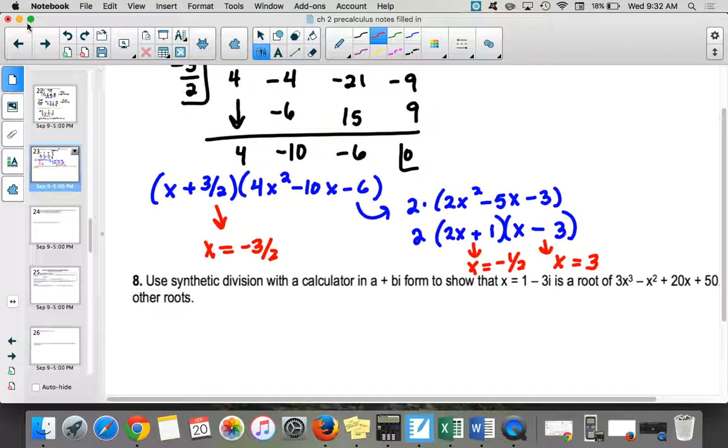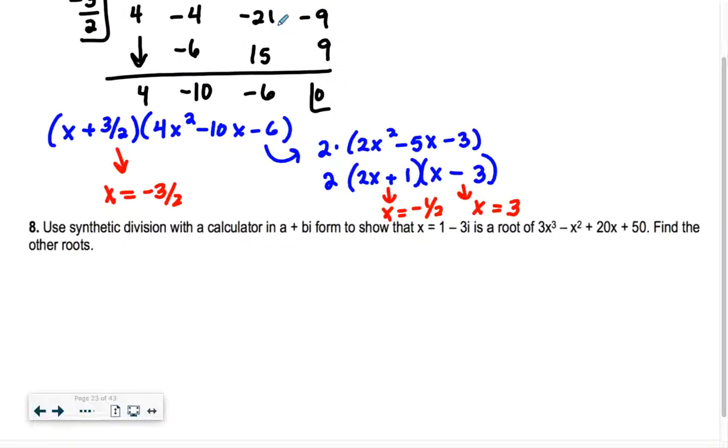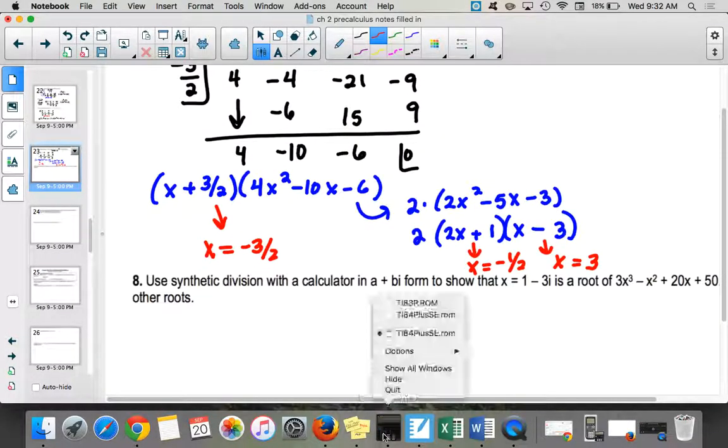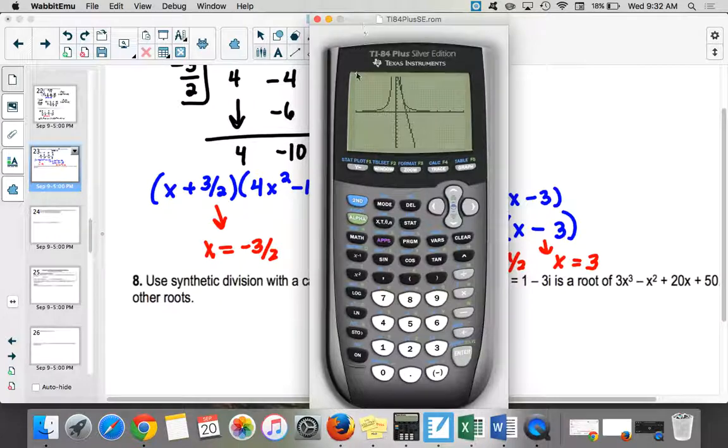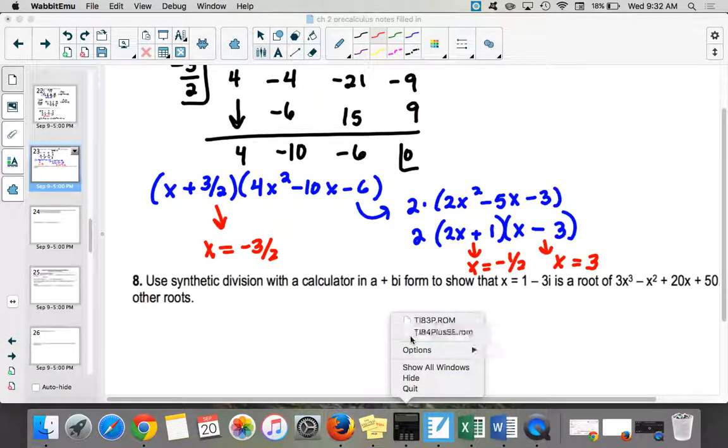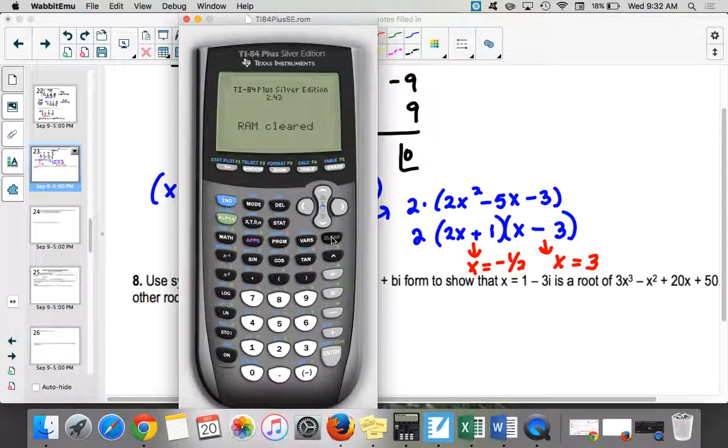All right, so I taught you guys the a plus bi form on your calculator earlier. Get your calculators out. Okay, so we go to mode and we go down to a plus bi form. So you guys have already done that, so you're good.